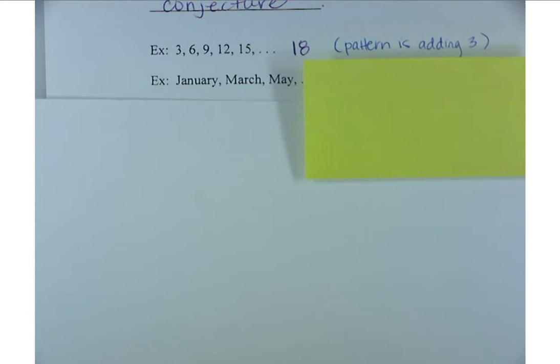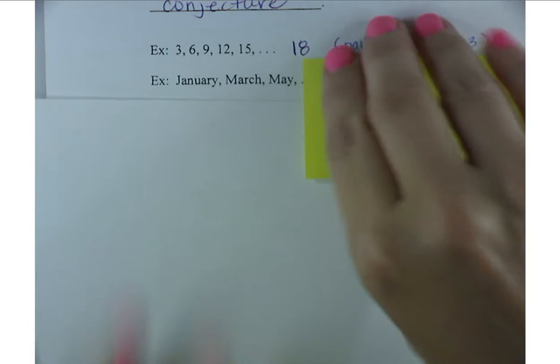Okay, so Tony, did you figure out the pattern? Can you tell us what it is? Every other month. Okay, so January, skip February, then March, skip April, May. So then what is my next month? July. There it is.